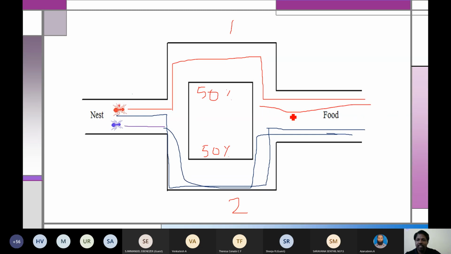When this ant is coming, see, they are coming at the same time. There is no time lag, because the distance is the same. It also has the same option, 50 here and 50 there. The same pheromone content is there in the top and bottom, so it will also take the same path. This is one condition.